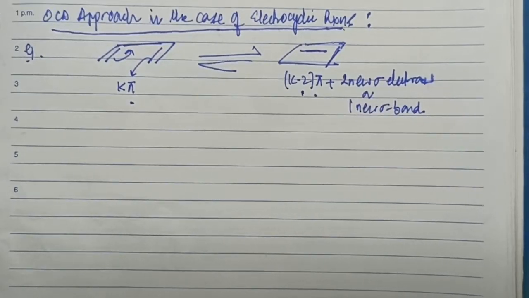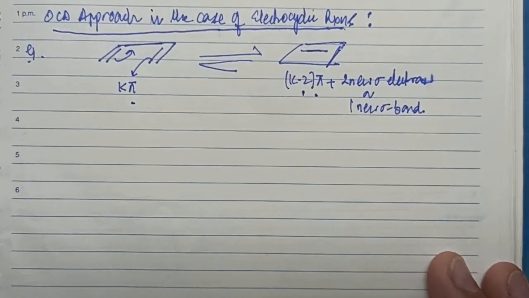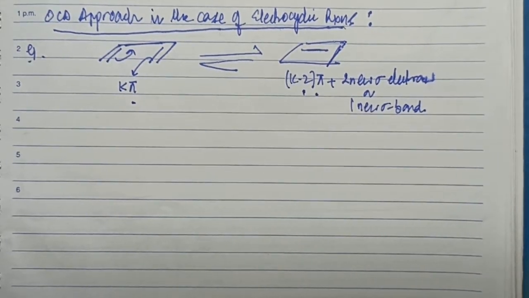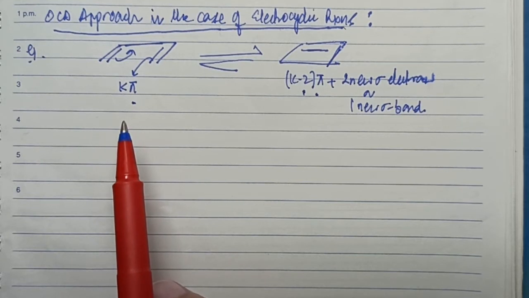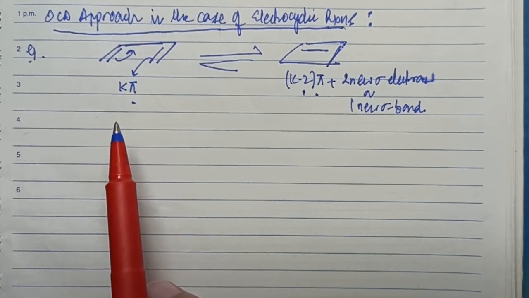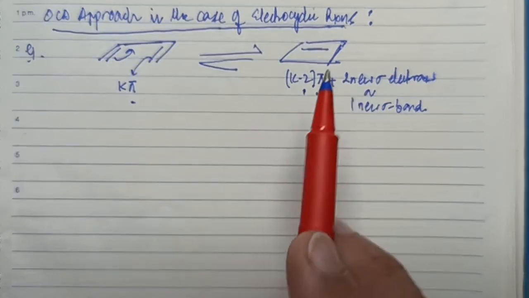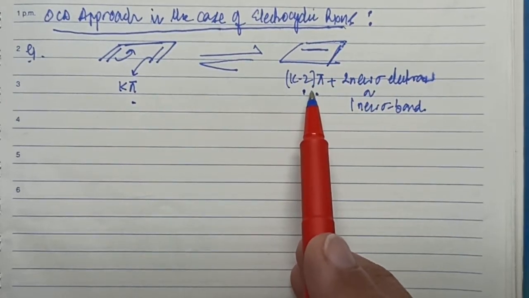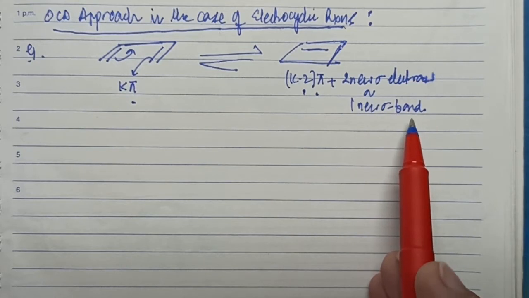Good morning. Today we'll be talking about the OCD approach for checking the reaction conditions in electrocyclic reactions. But before we do that, let's recap the electrocyclic reactions. If you remember, electrocyclic reactions were those reactions in which you had an open chain polyene system having k pi electrons which underwent a reorganization of pi electrons to form a cyclic system having 2 pi electrons less than the reactant, that is k minus 2 pi electrons, and a sigma bond was formed.